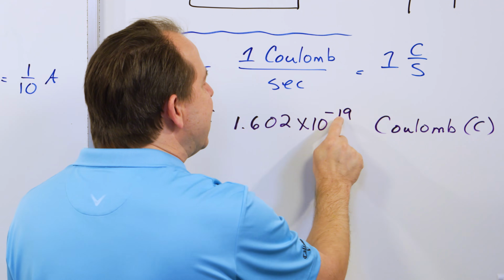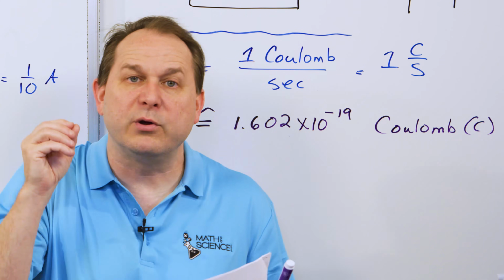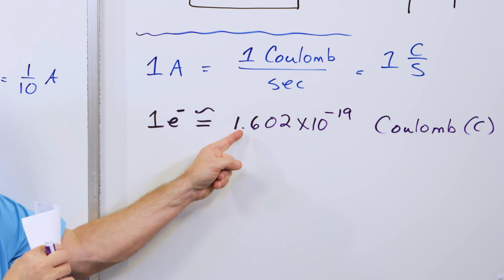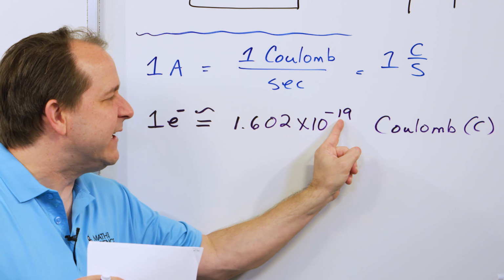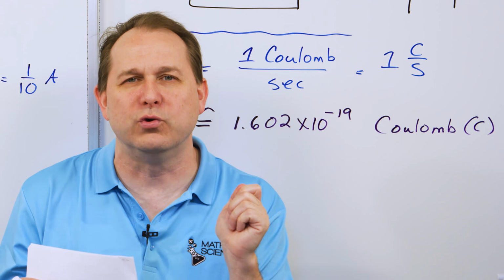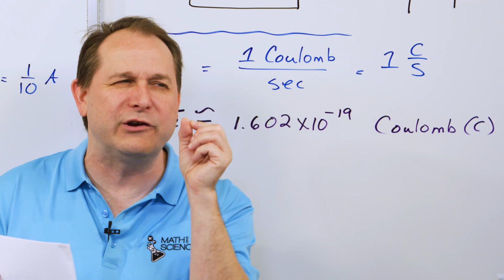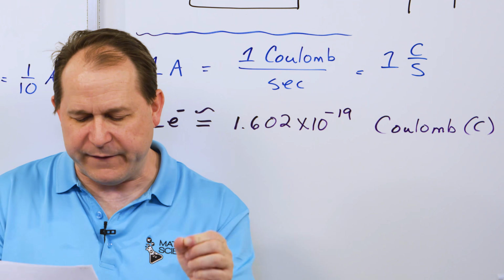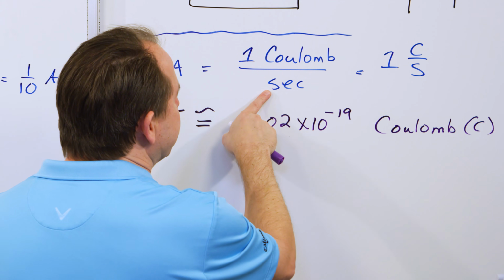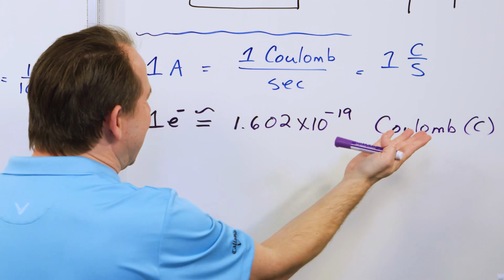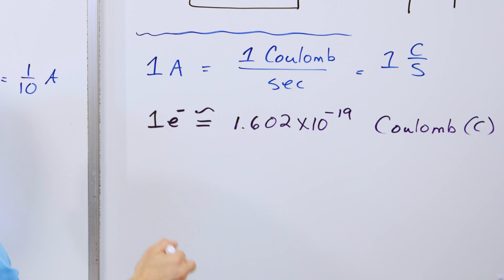Now, the approximately means there are lots of digits after here for more and more precise measurements. But it's basically 10 to the negative 19. If you remember scientific notation, the exponent with a negative means you move the decimal 19 places to the left. So one electron is a really, really small amount of coulombs. It's a tiny charge because electrons are incredibly tiny. But we know that one coulomb flowing by per second is what we call an ampere. And we also know that a tiny amount of these coulombs is the same thing as an electron.